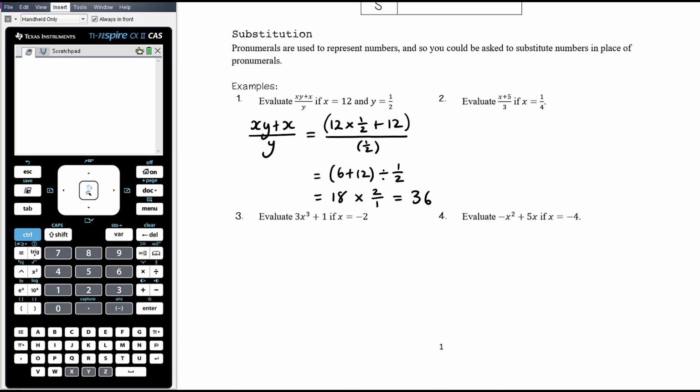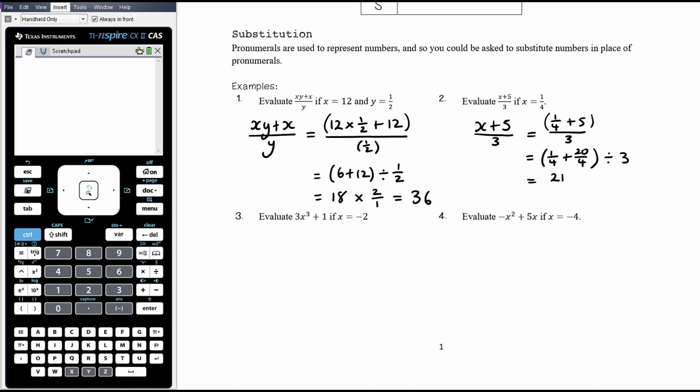Okay, question 2. Evaluate x plus 5 over 3 if x equals 1/4. So x plus 5 divided by 3 is 1/4 plus 5 divided by 3. Again, you've got brackets up there, so we want to do that first. We're going to need a common denominator to be able to add together that fraction and that whole number. So 1/4 plus 5 over 1 is the same as 20 over 4, and that's being divided by 3.